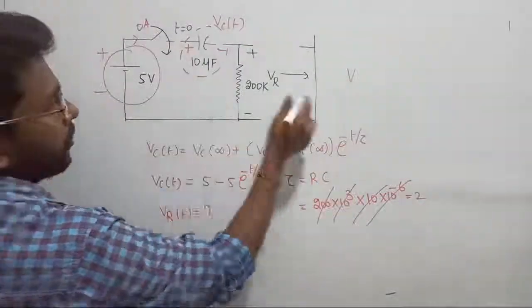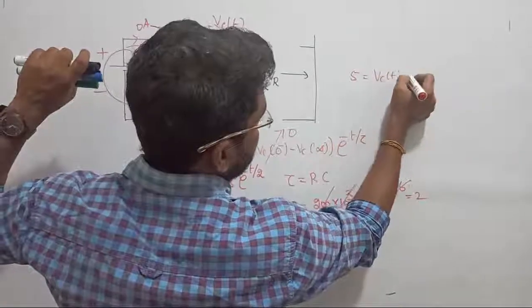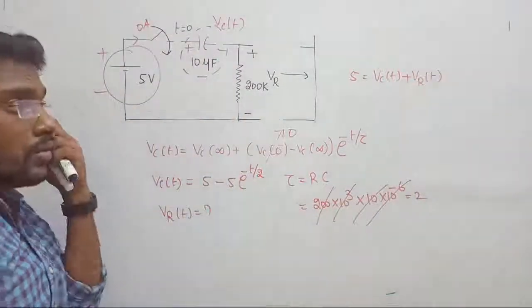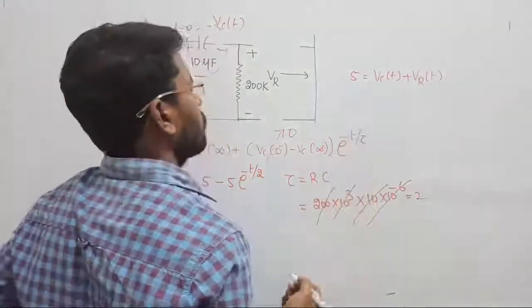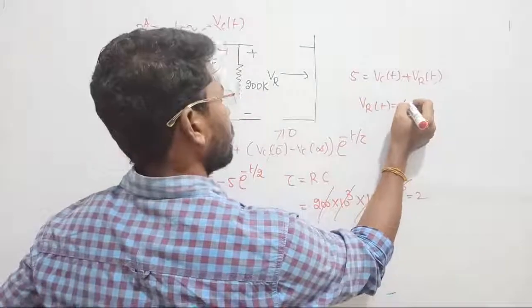So let me define 5. Total supply voltage 5 should be equal to the voltage drop across the capacitor plus the voltage across the resistor. That is KVL. From this, what can I say? The voltage drop across the resistor is going to be 5 minus VC of t, right?